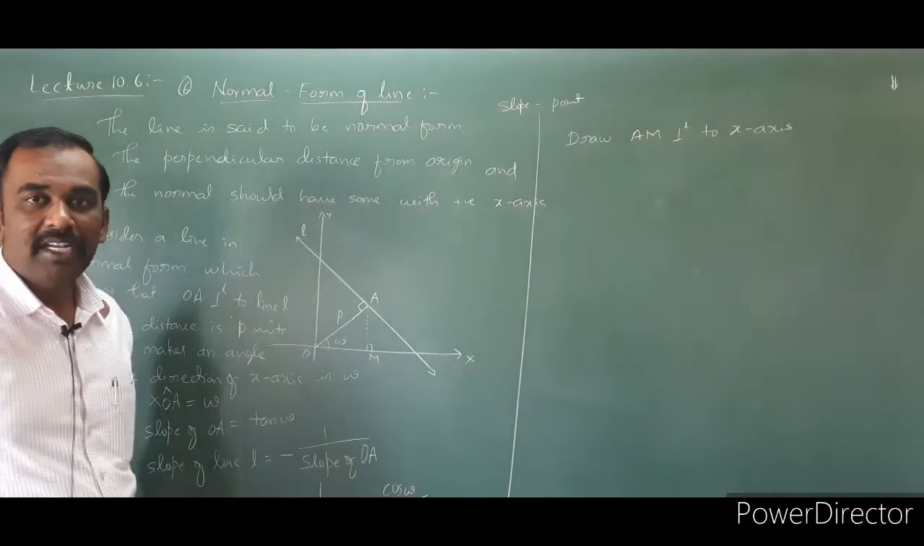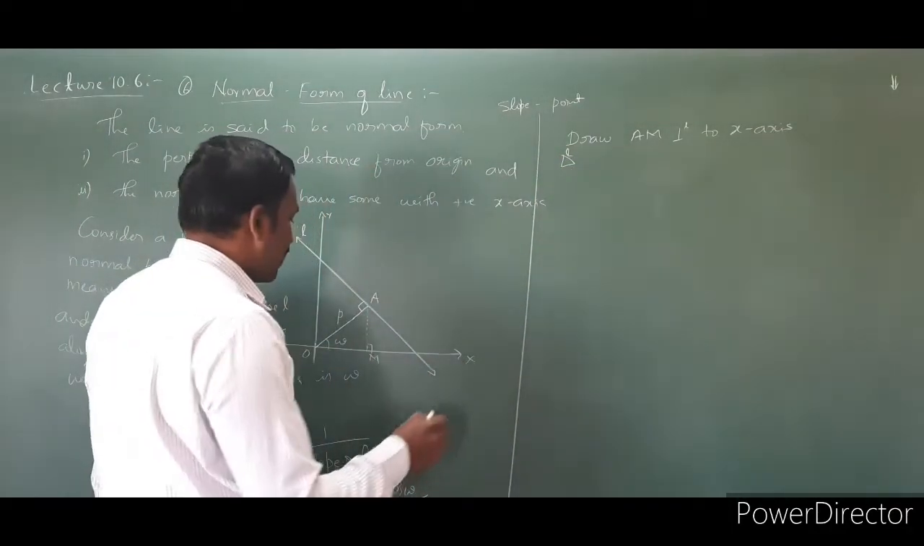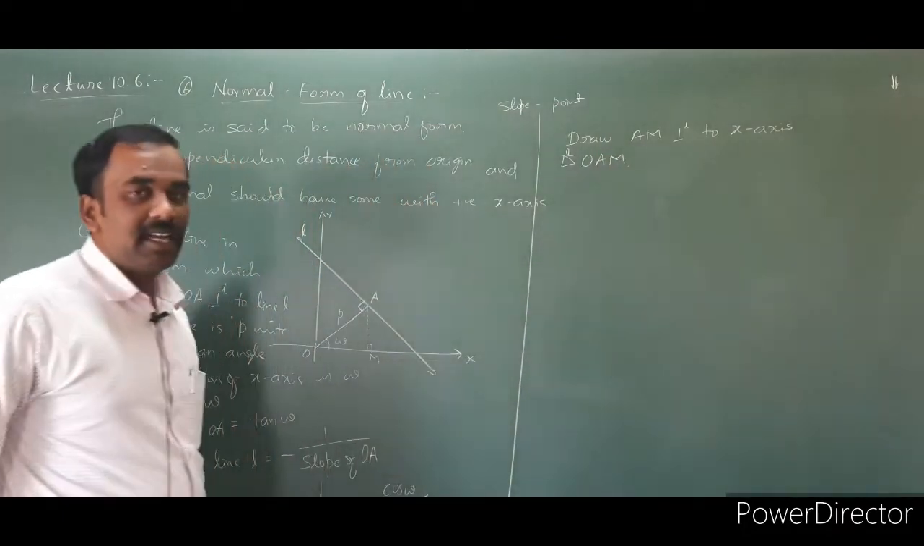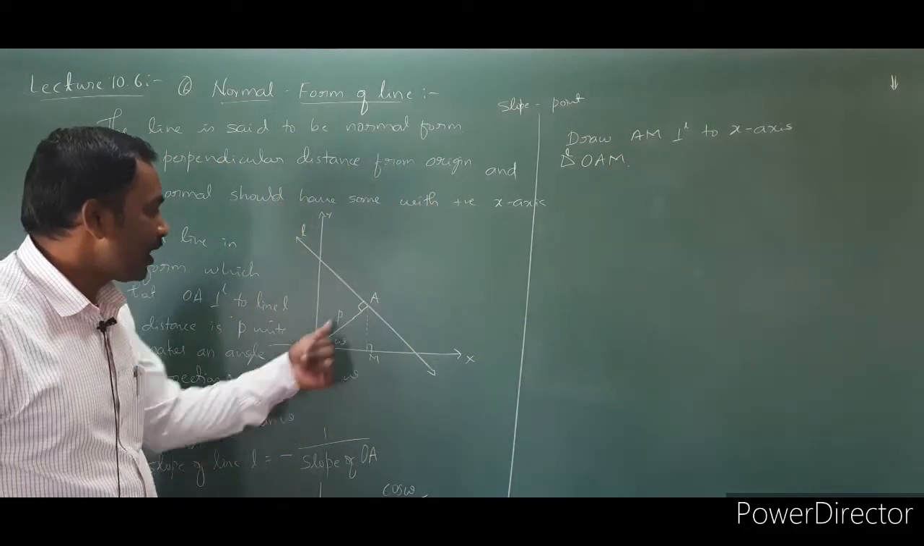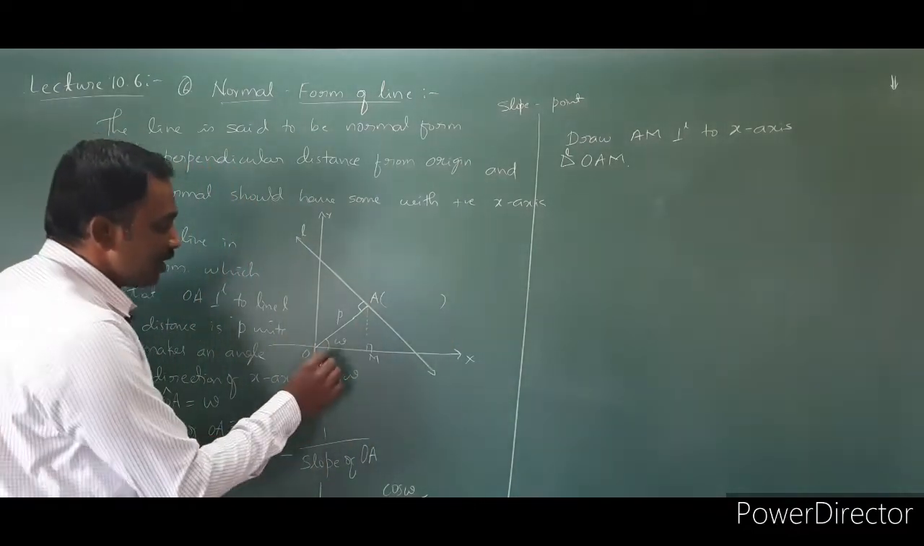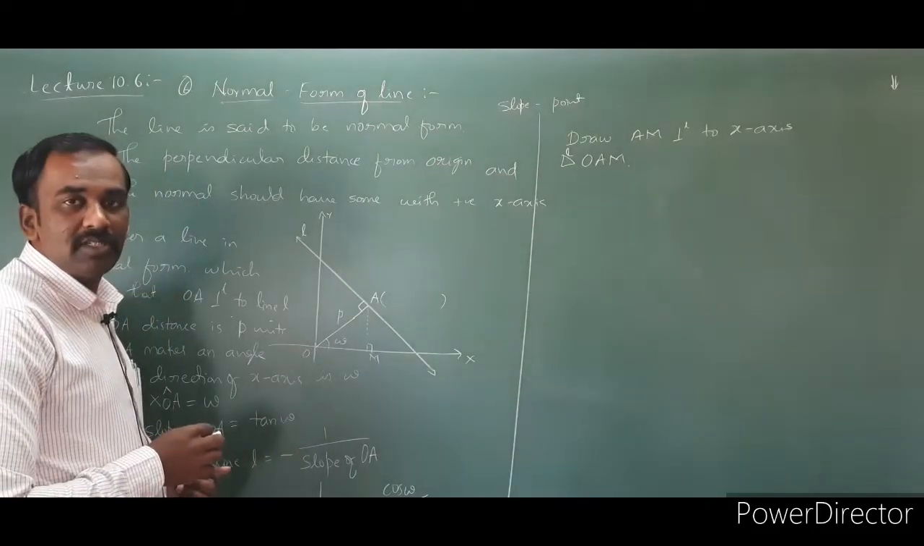Here we get a right angled triangle, OAM. From the right angle triangle OAM, we can easily find the coordinates of A. How do you find the coordinates of A? Here it is x comma y. What is this distance? The OM distance.